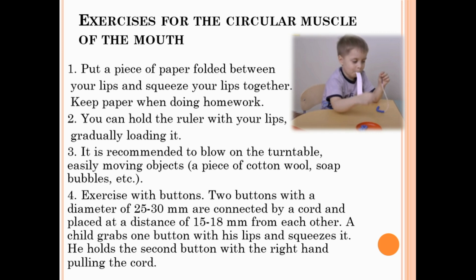Exercise with buttons. Two buttons with a diameter of 25 to 30 millimeters are connected by a cord and placed at a distance of 15-18 millimeters from each other. A child grabs one button with his lips and squeezes it. He holds the second button with the right hand, pulling the cord.